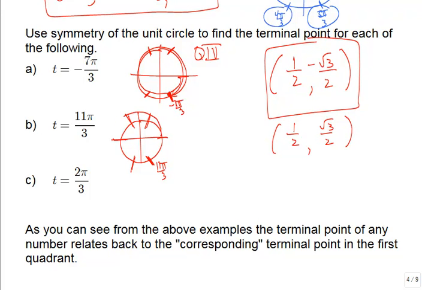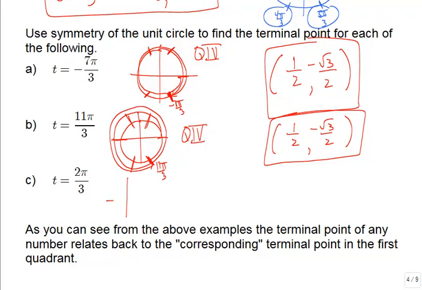We actually went all the way around once, and then we came back and stopped right here. So 11 pi over 3, actually look at what happened. It's equivalent to where we landed in the last example, because we're still in quadrant 4. So in quadrant 4, the y value is negative, the x value stays positive.